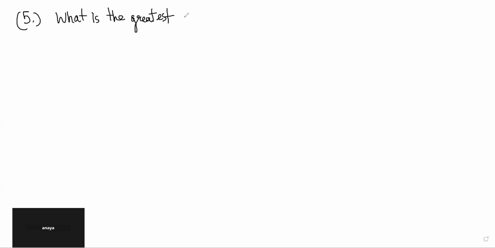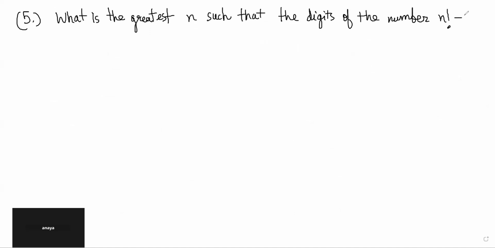What is the greatest n such that the digits of the number n factorial minus n are all different? The number should have a value of n factorial minus n. However, it should always have different digits. And what is the biggest possible number like that?